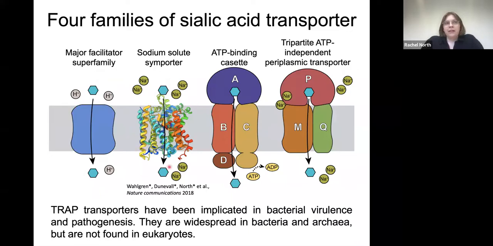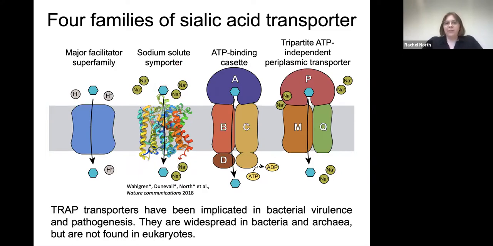Next up, there's the sialic acid transporters that belong to the sodium solute symporter family, and these co-transport both sodium and sialic acid across the membrane. And prior to the work I'm presenting today, this was the only structure that we had available for a sialic acid transporter belonging to the sodium solute symporter family.